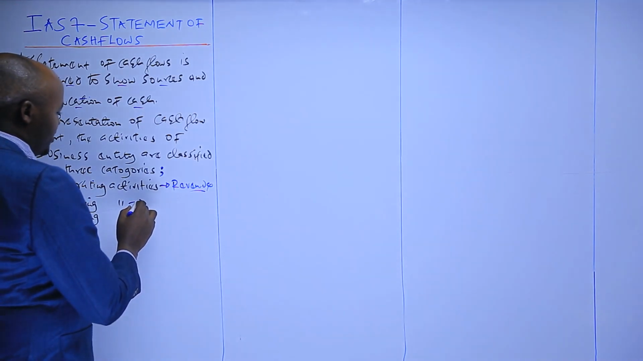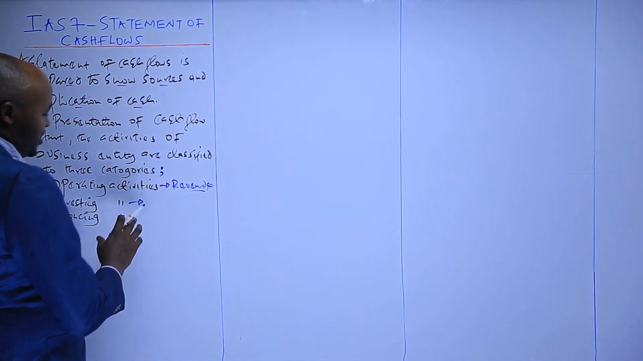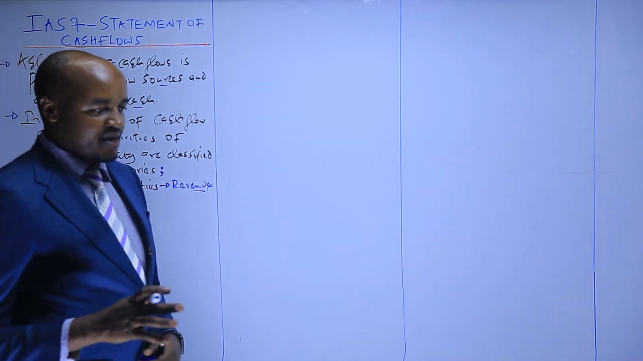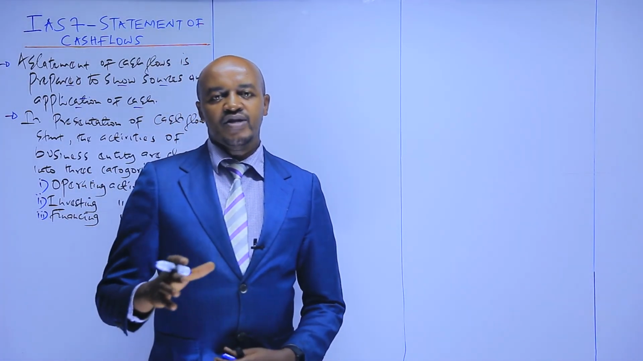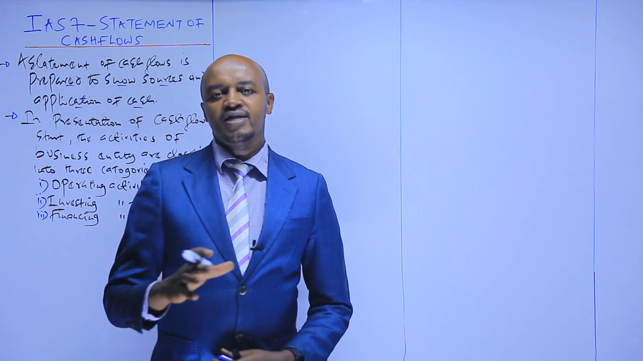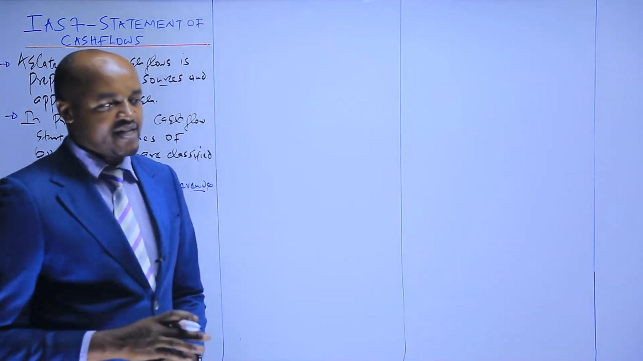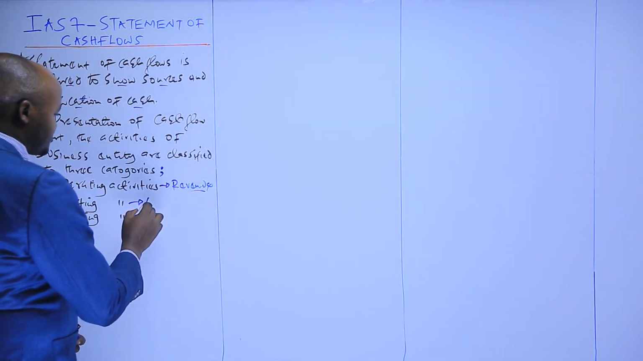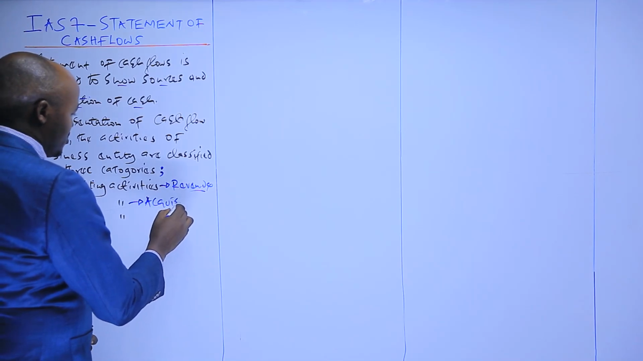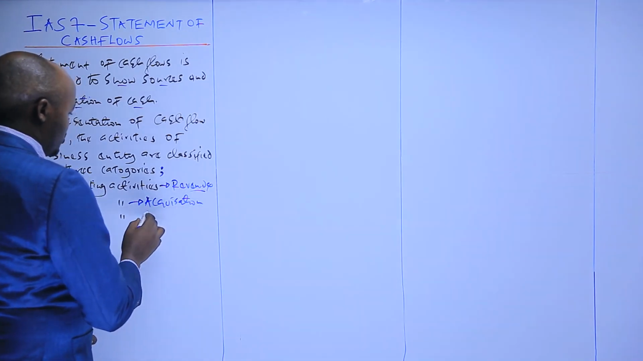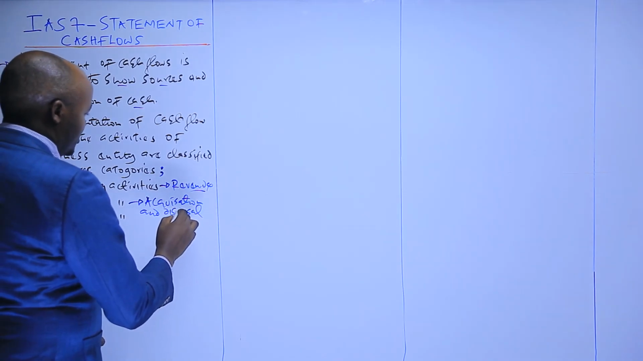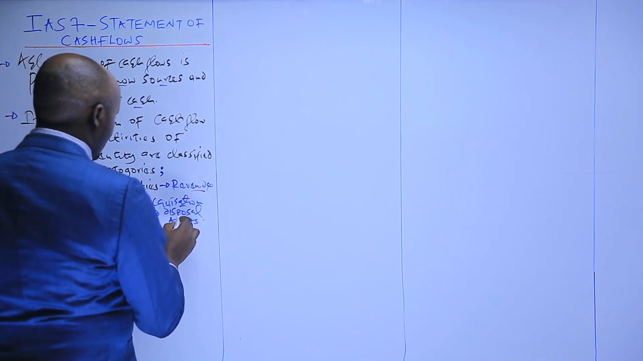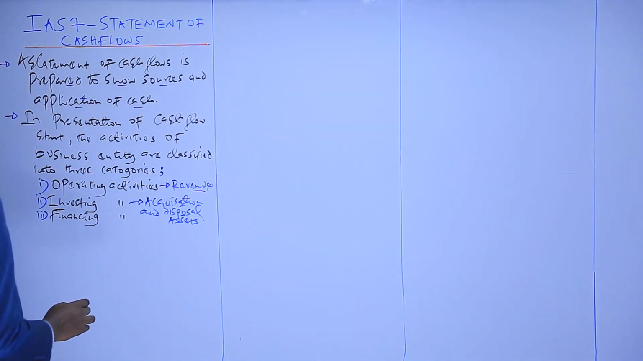On the other hand, when we talk about investing activities, these are those particular activities which generally involve acquisition and disposal of assets. Those activities which relate to acquiring and disposing of assets. Acquiring and disposing of what? Assets, or selling assets.